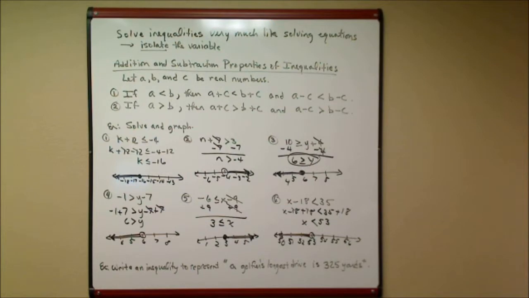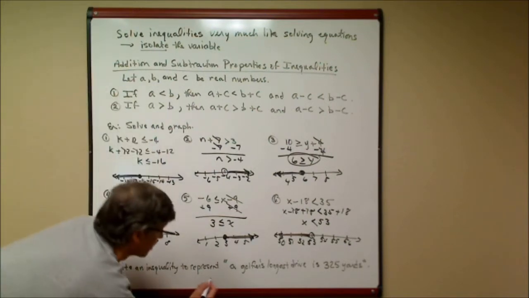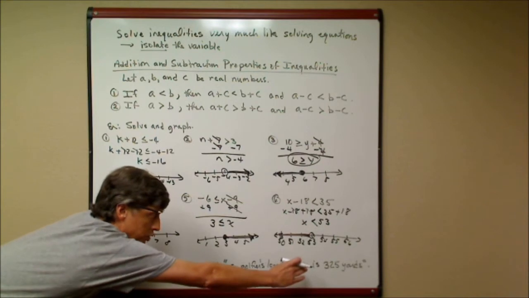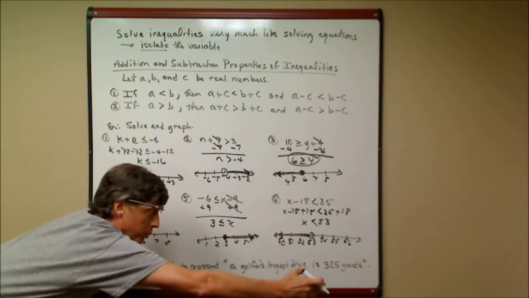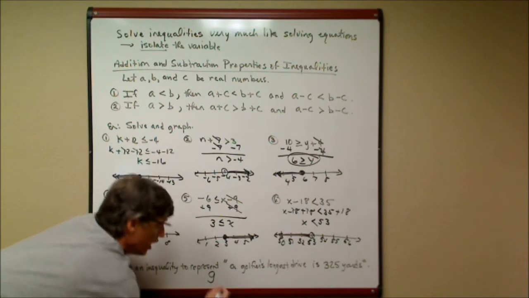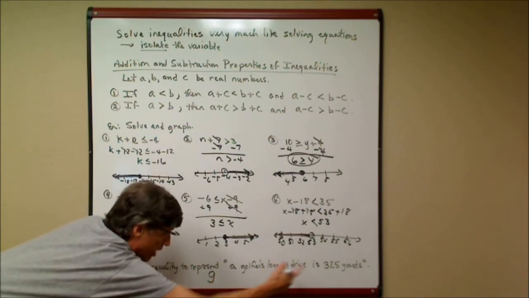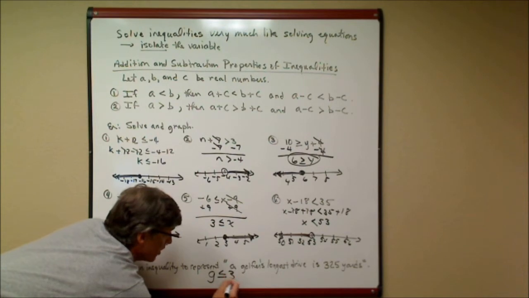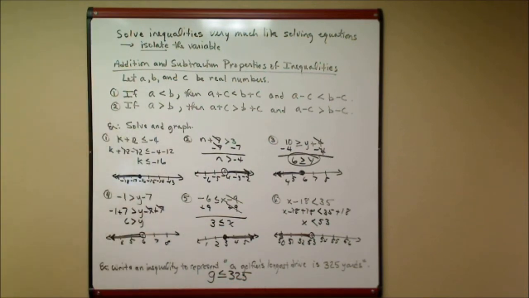Now one last example. This is a little bit different than the ones that we've been doing. Most of your problems that you'll be working on will be like this. But here's a nice little example where it's kind of an application of what we're discussing. It says, write an inequality to represent that a golfer's longest drive is 325 yards. I'm going to let G represent the golfer's drive. Since the longest drive is 325, it can't be more than 325. It can be less, but it can't be more than. And it can equal, because we had his longest drive being 325, so I'll put G less than or equal to 325, and that would be my answer. You'll get good at this, but you have to practice, practice, practice.